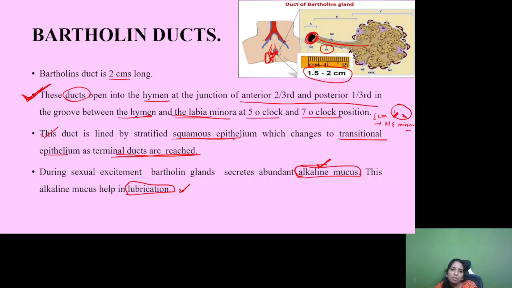It is about 2 centimeters long and it opens into the groove of hymen and labia minora at 5 o'clock and 7 o'clock positions. Initially lined by squamous epithelium, but later on when the terminal ducts are reached, it is lined by transitional epithelium. And last is alkaline mucus, right? Are you clear with it?